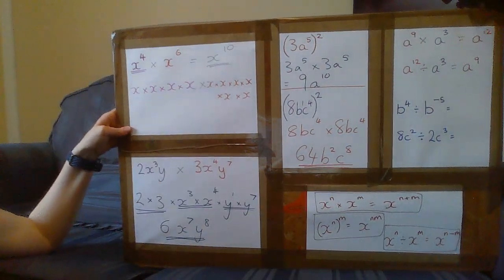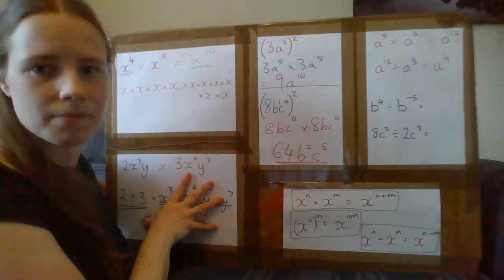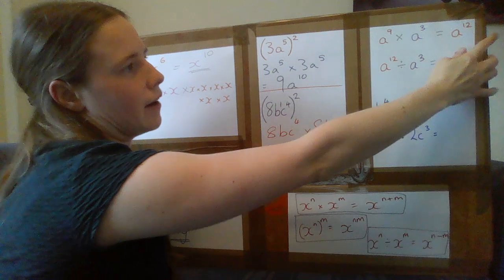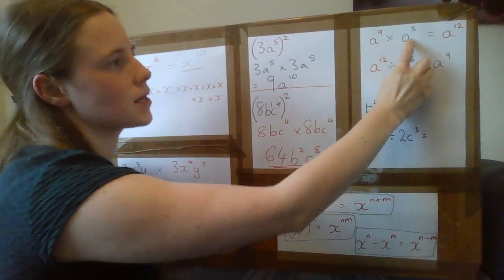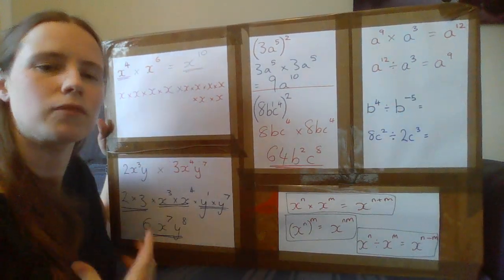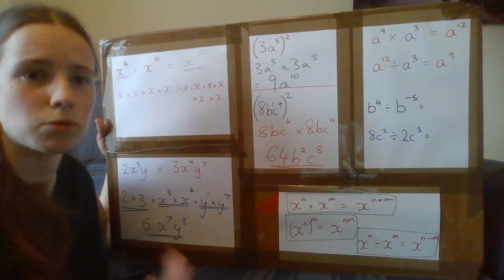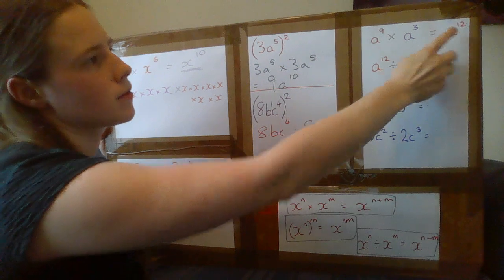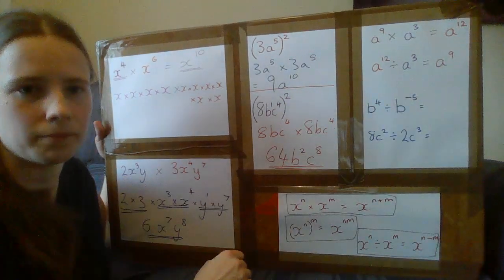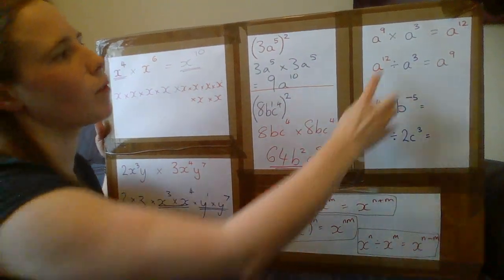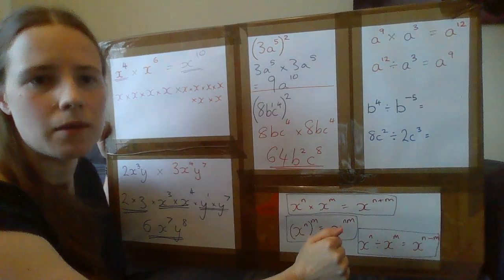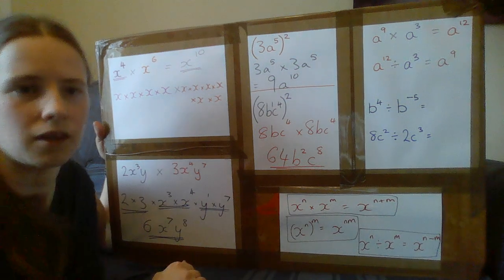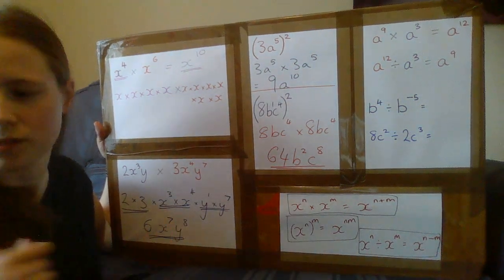Right, the next set of questions I want to go through are divisions. Okay, first of all, I've written up the first law we talked about here, an example of that. So a to the 9 times a to the 3 is a to the 12. We can rearrange any multiplication sum into a division. So if I had a to the 12 divided by a cubed, I'd have to get an answer of a to the 9. So you can see here that when we times, we add the powers, but if we divide, we subtract the powers. 12 minus 3 gets us 9.